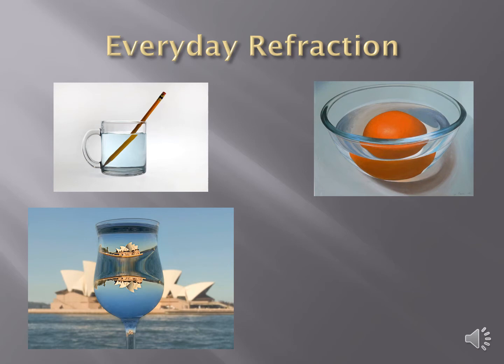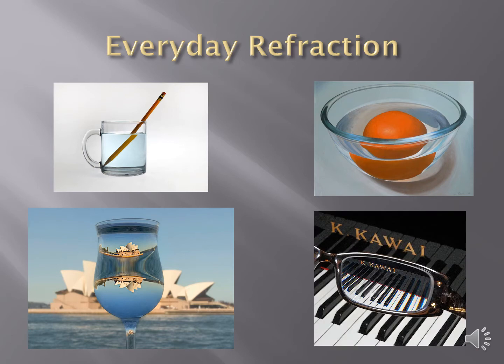And here we see a lovely illustration of the Sydney Opera House through a glass of water. Again, the geometry and the shape of the glass will add to this, and it acts very much like a lens, and the light passing through the water in the glass is changing direction. And there we have some looking glasses, which we've seen different types, concave and convex, which have different effects. They bend the light.